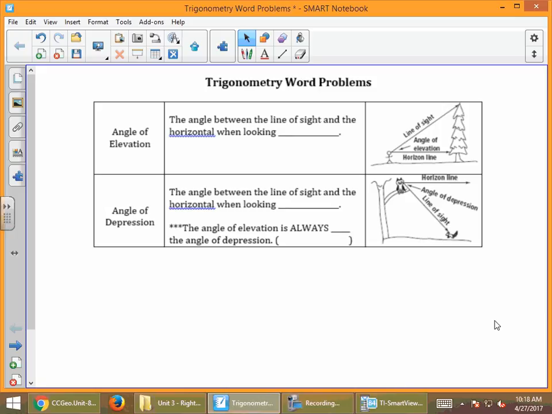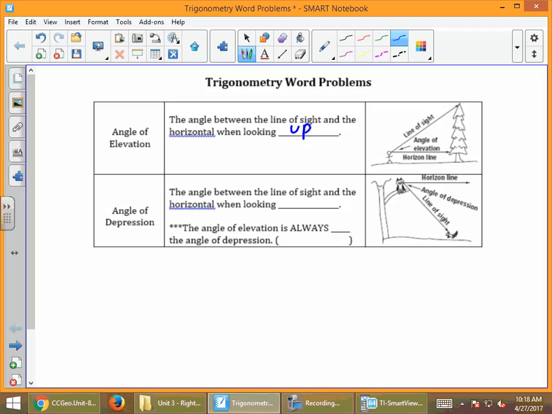In this section, we're pretty much doing what you already did in the last lesson and applying it to word problems. But before we can dive into that, we need to talk about some vocab words. The first vocab word we're going to talk about is angle of elevation. The angle of elevation is just the angle between the line of sight and the horizontal when you're looking up.